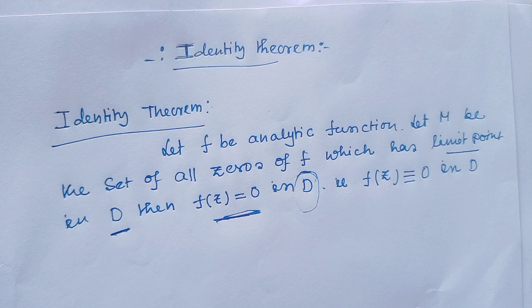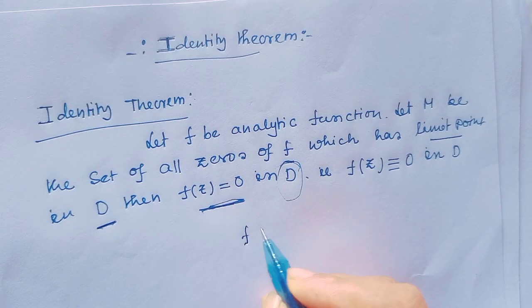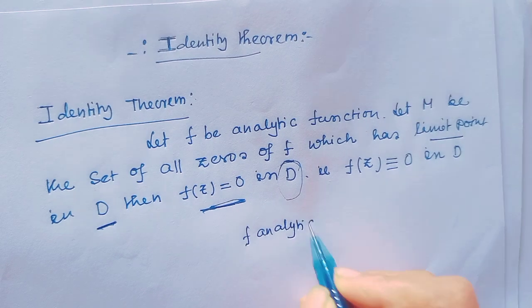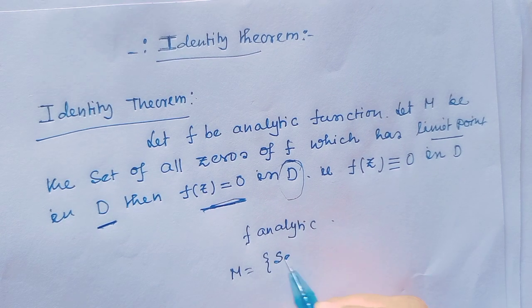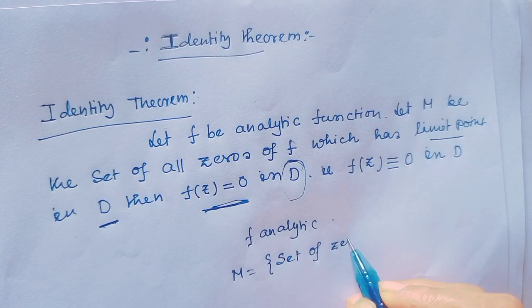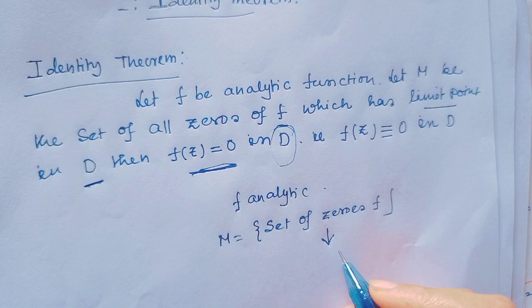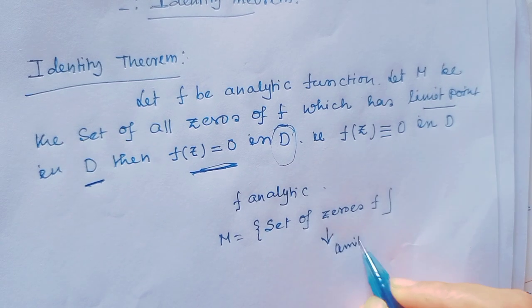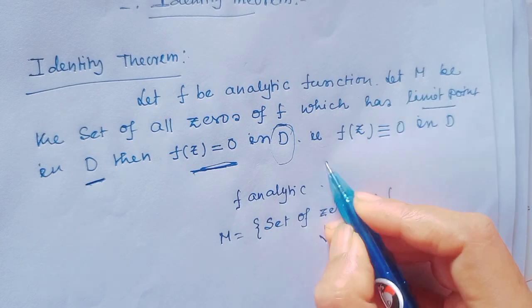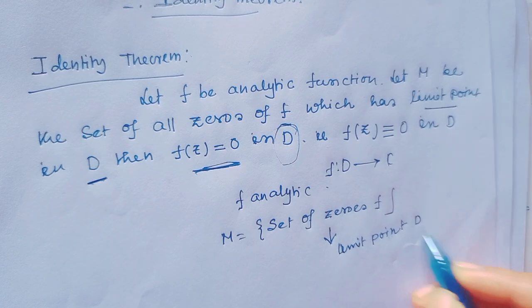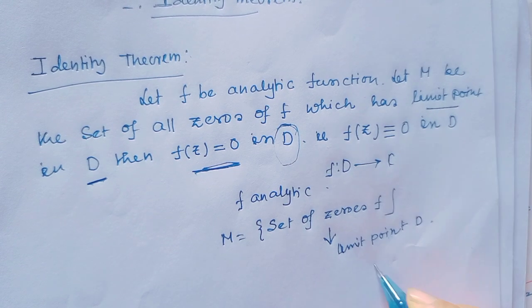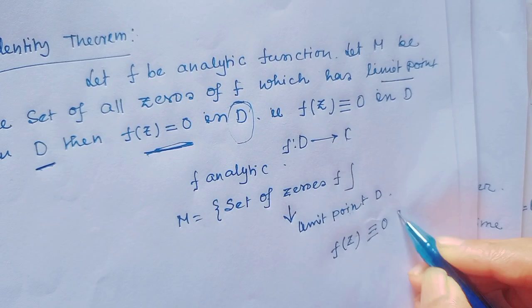That means if f is analytic and M is the set of zeros of f, and if the set of zeros has a limit point in the domain D, here f defined from domain D to C, then we can tell f(z) is identically equal to 0 in the domain D.